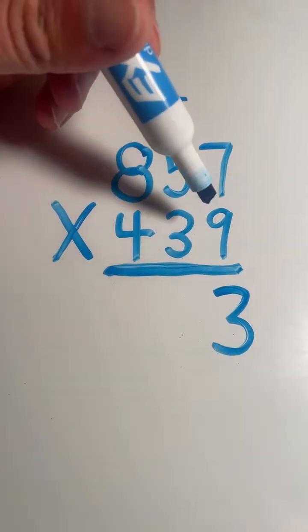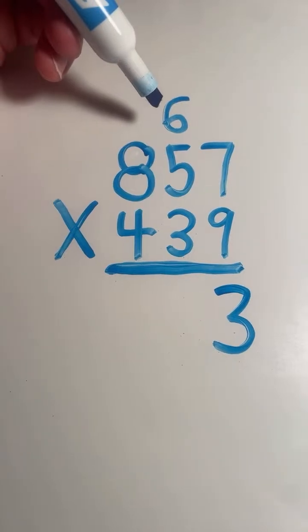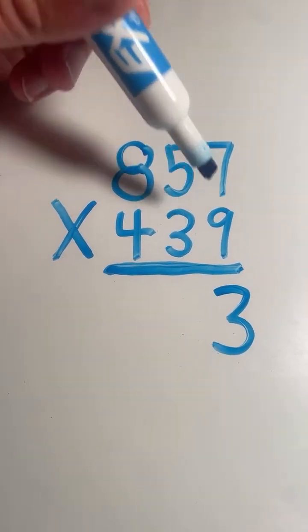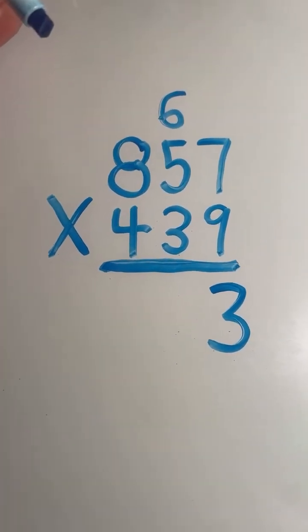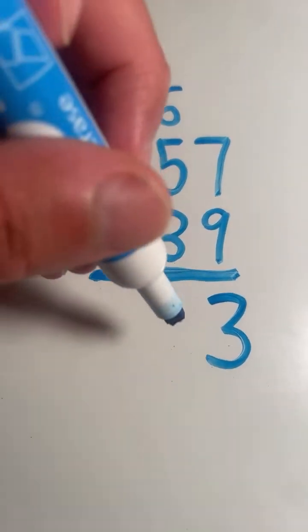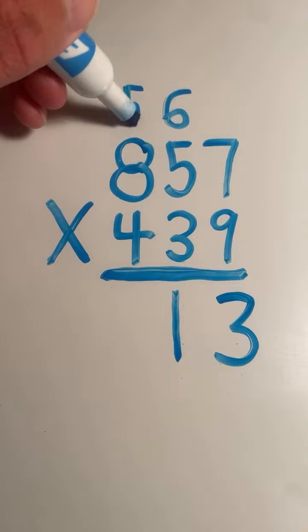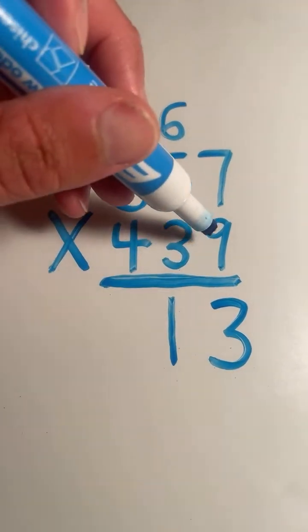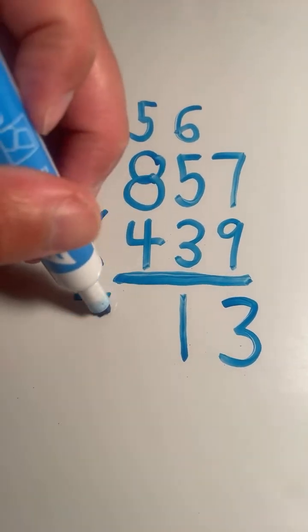Next, we have to multiply 5 times 9, and then we have to add the 6 that we carried over to our answer. So 5 times 9 equals 45. 45 plus 6 equals 51. Again, our product is more than 10, so we have to regroup. The 1 in 51 goes in the tens place. The 5 in 51 gets carried over to the hundreds place. 8 times 9 equals 72, plus 5 equals 77.